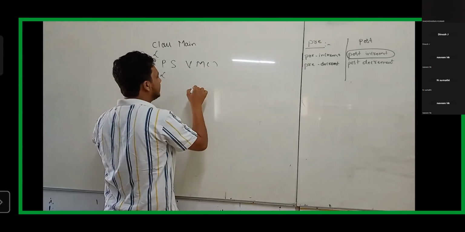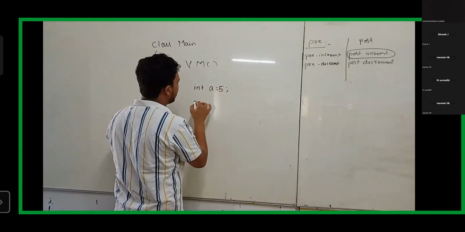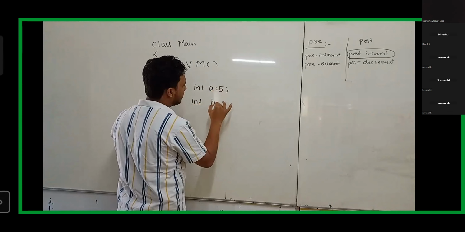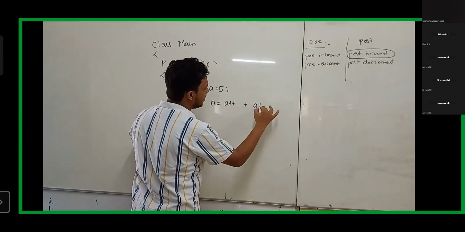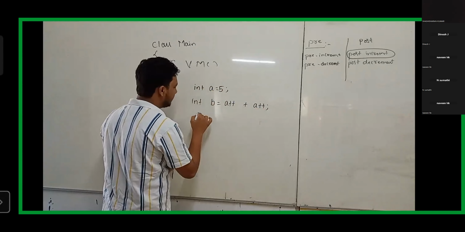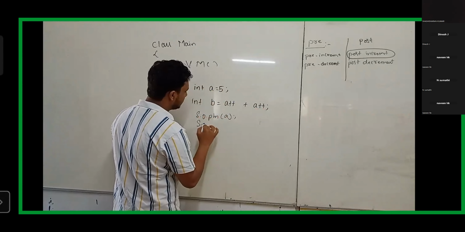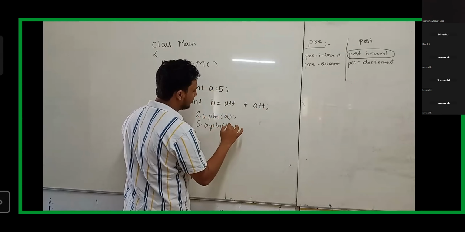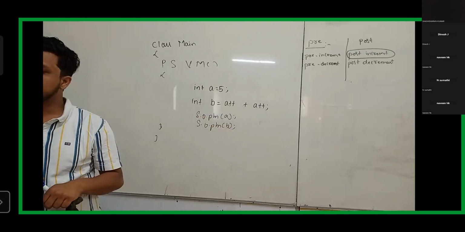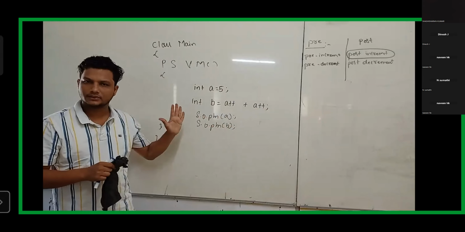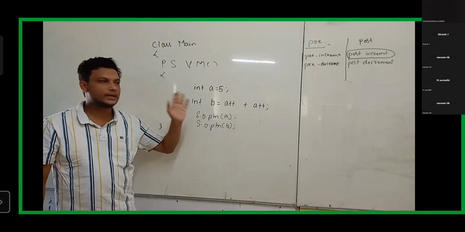Now, I'll write int A is equals to 5, and int B is equals to A plus plus plus A plus plus. I'll write System.out.println A, and System.out.println B. Now you think what shall be the output of this one? Apply the same rule, guys. Rules do not change. First identify which kind of operator it is, then apply the rule.